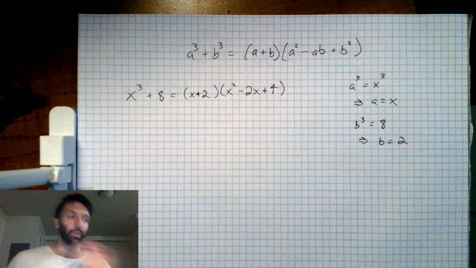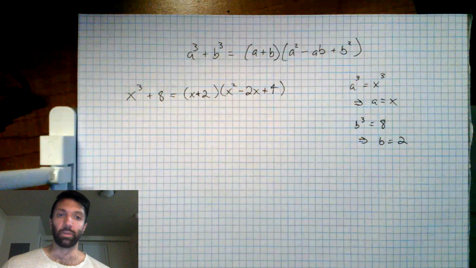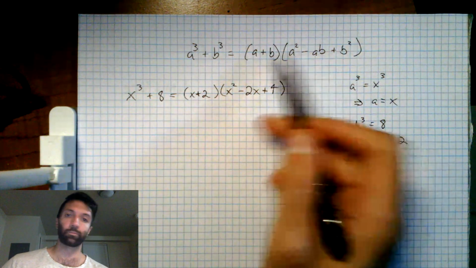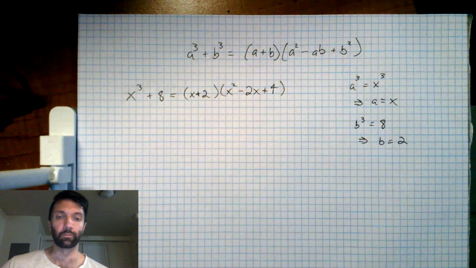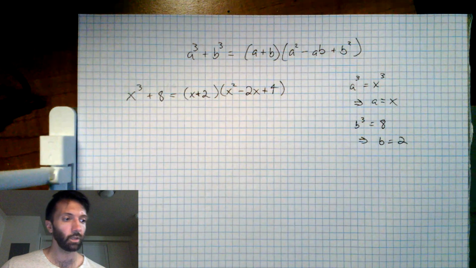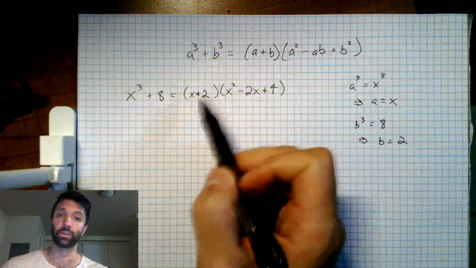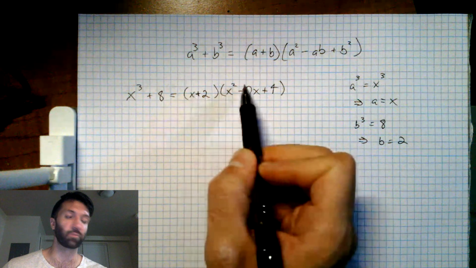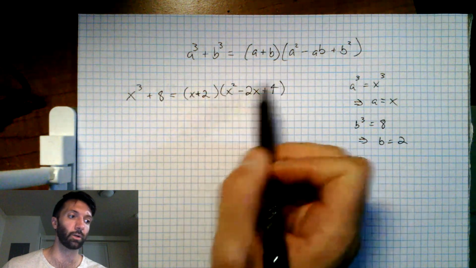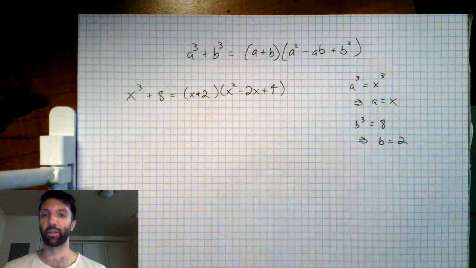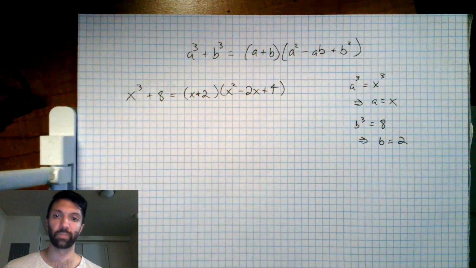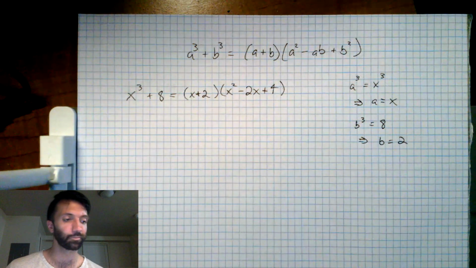So really all you need to do for these is figure out what a and b are, and then you just go ahead and make your substitutions into the factored form here. So if you want to double check this, you could always do the distributive property, right? Distribute your x through, and then distribute your 2 through, and then verify that you do end up with x cubed plus 8 in the end.